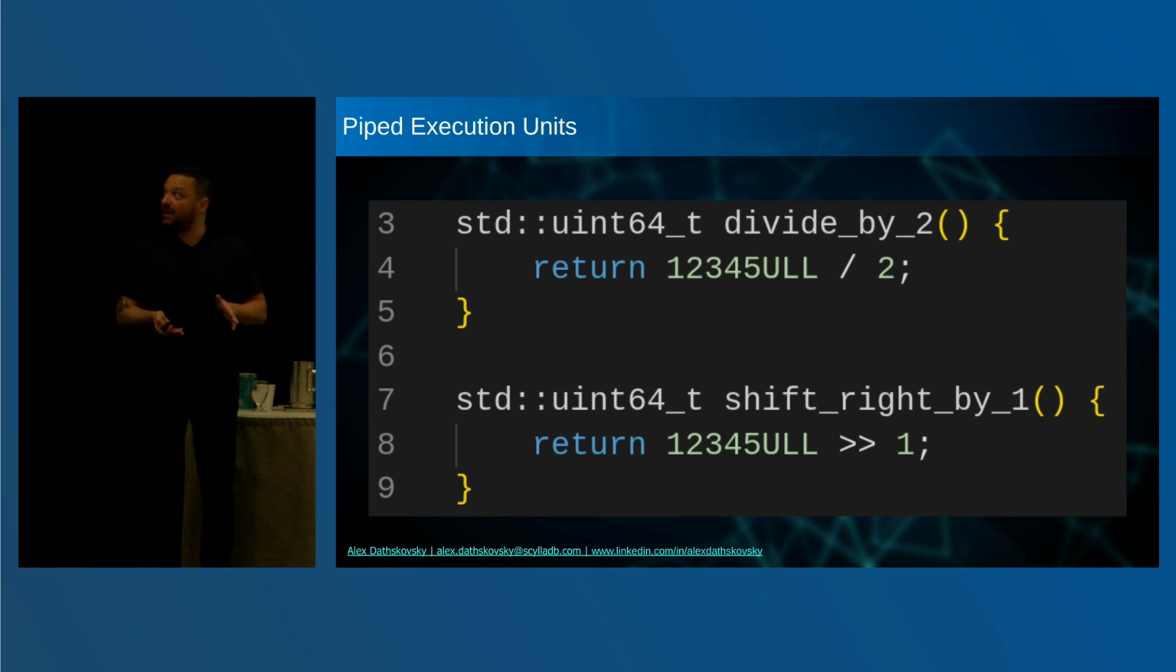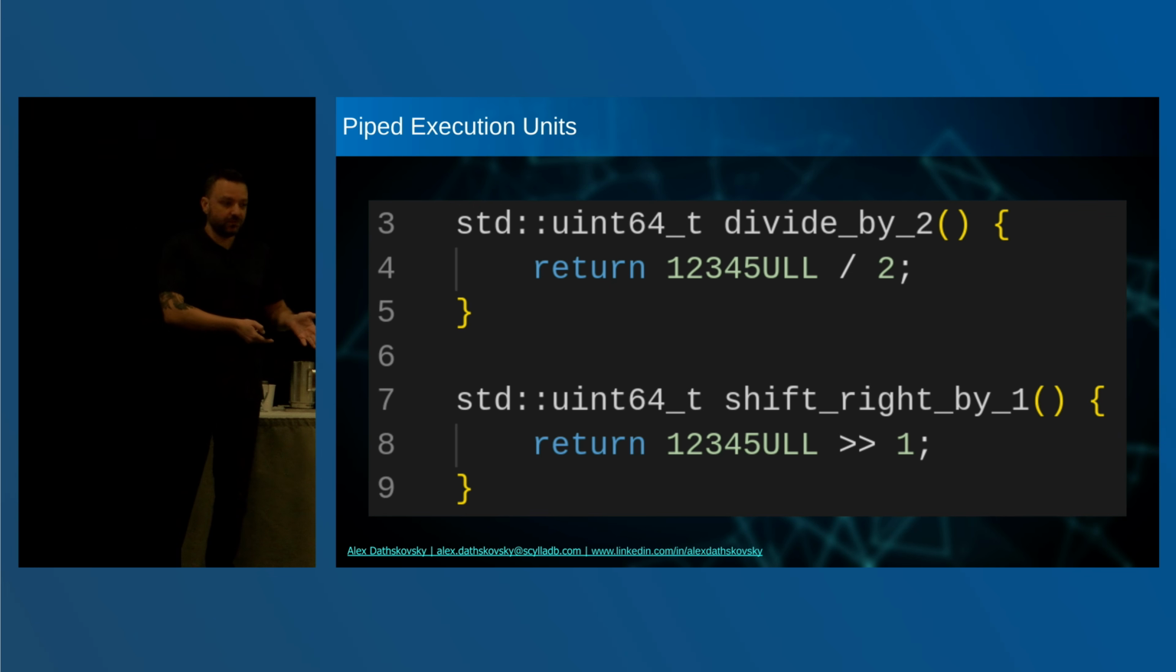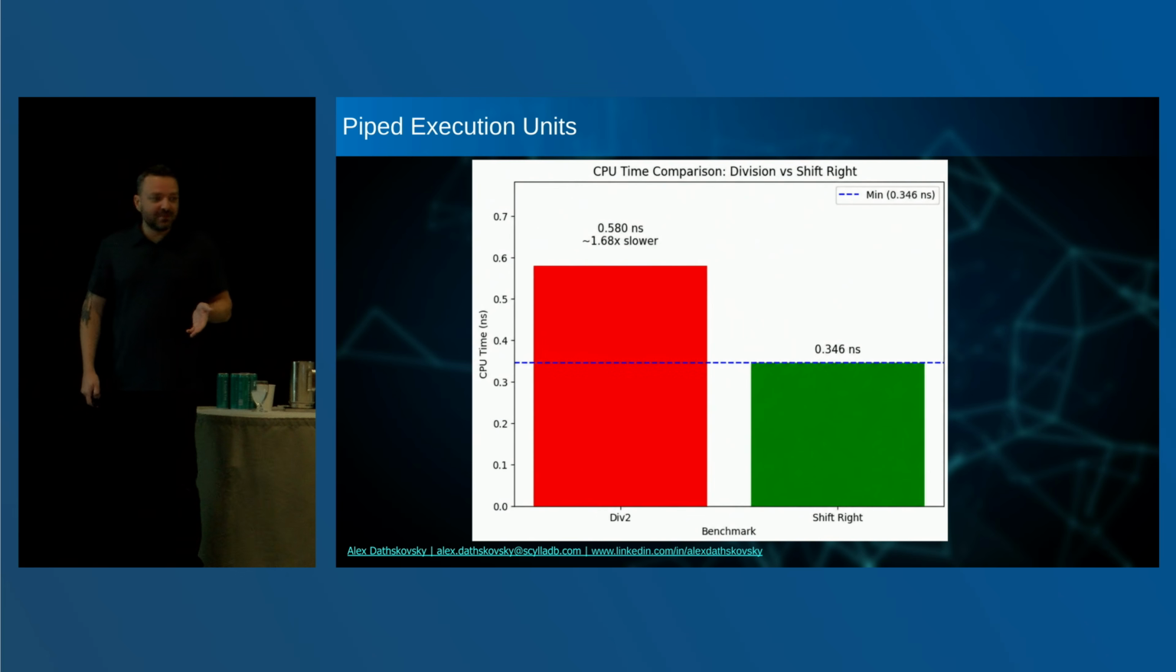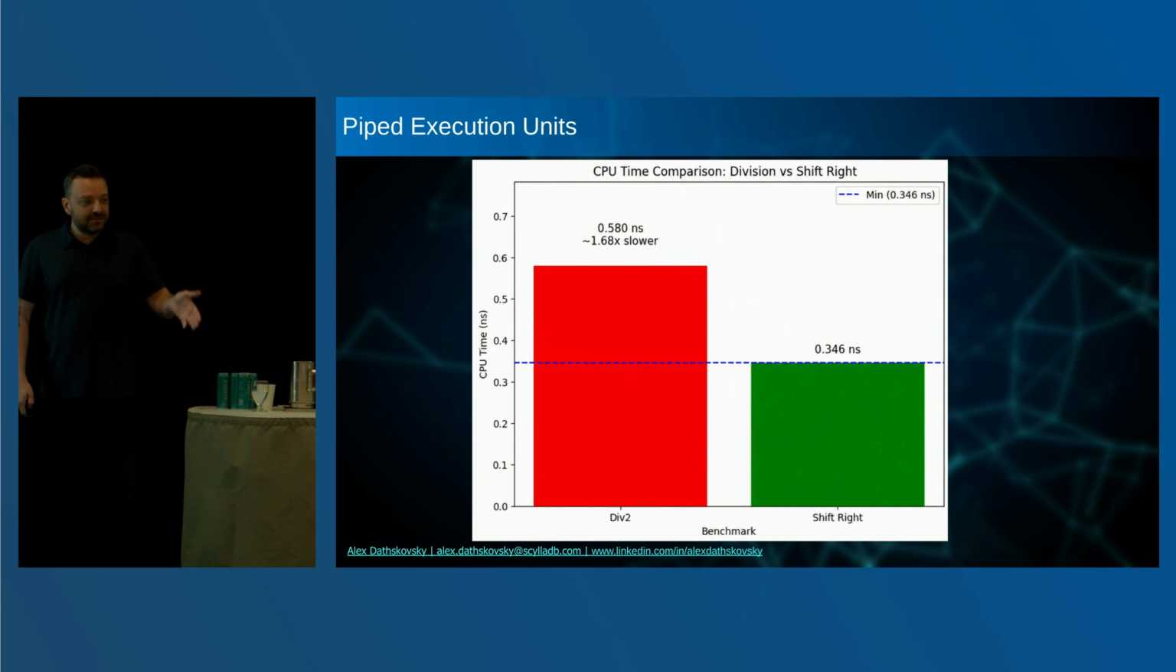So here we have an example with divide by 2 on integers and shift right by 1. Again, the logic is exactly the same. Dividing by 2 is exactly the same as shifting right by 1. But again, if we do the benchmarking, we will find that shift right is faster than division in integers as well.